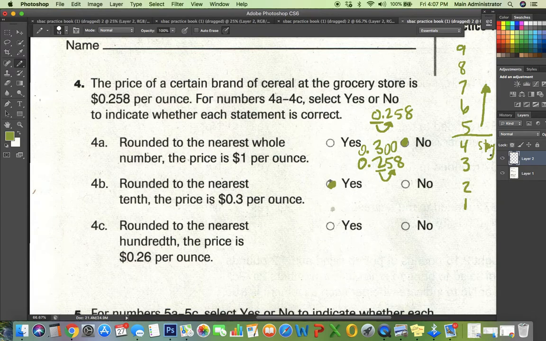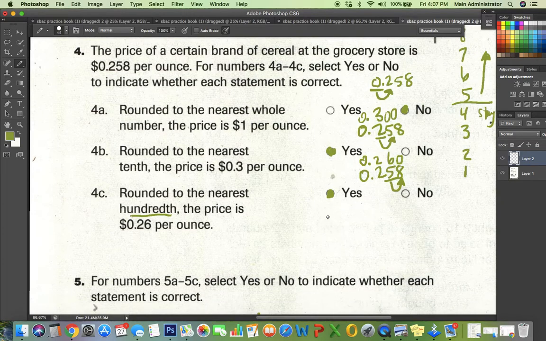Yep, that's right. Now rounded to the nearest hundredth, I'm going to write my number again and underline the hundredths place. The number to the right is the boss. 8 will tell 5 what to do. 8 is in the bump it up category, so it's going to tell 5, go up. Everything stays the same, but this 5 bumps up to a 6, and all these other numbers become 0. So it rounds to 0.26. Yep, that's correct. Let's take a look at number 5.